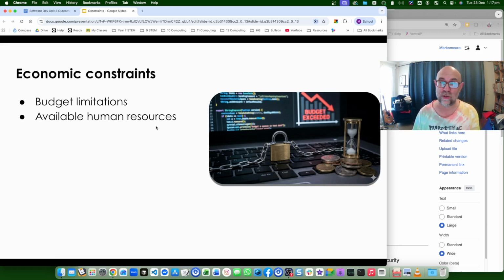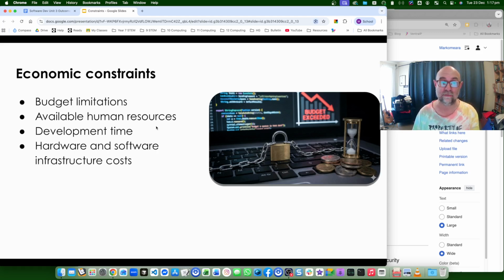Your available human resources. Who have you got? How much of their time have you got? And what skills of theirs can you put into motion? Do you have the relevant expertise? Because you might not always. I mentioned before the development time. How many hours in the day? How many days in the week? How many weeks before you have to get this thing finished?